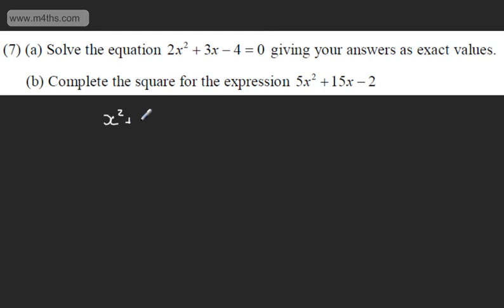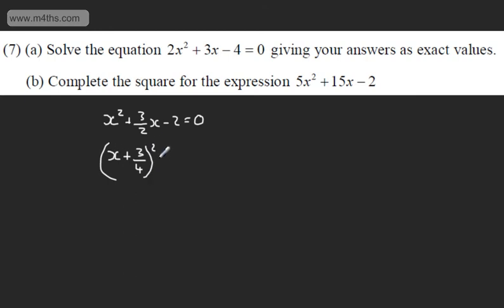x squared plus 3 over 2 x minus 2 is equal to 0. At this stage I could add 2 to both sides. All I'm going to do is complete the square now on the x terms. So we're going to have x plus half the coefficient, which will be 3 over 4.